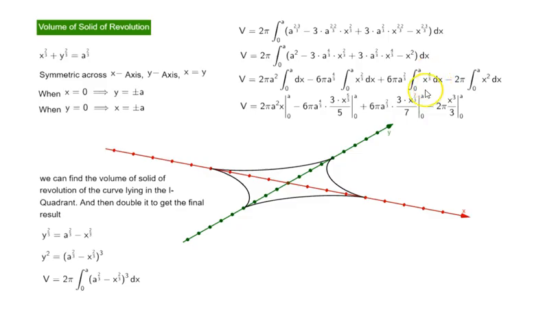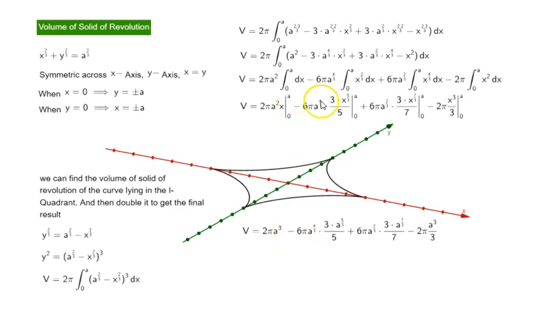which is x^(4/3 + 1) over (4/3 + 1). 4/3 plus 1 is 7/3. Bringing it to the numerator, we take the reciprocal, 3/7 times x^(7/3) from 0 to a, minus 2 pi times x cube by 3 from 0 to a. Now, taking care of the limits, V is equal to 2 pi a cube because x becomes a. So a square times a is a cube. We can ignore the lower limit because it is 0. So all the terms will become 0 in that case.